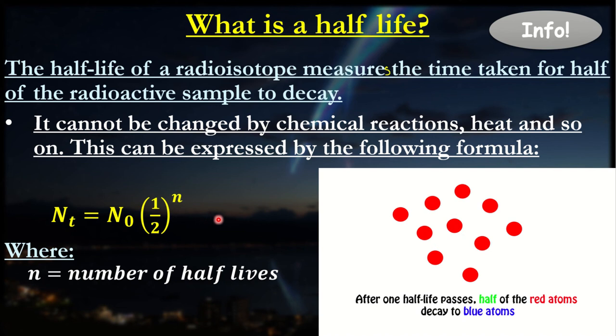This little n here represents the number of half-lives that have passed. And then you have Nt and N0. Nt here is the quantity or the amount after the number of half-lives, whilst N0 is the original quantity.